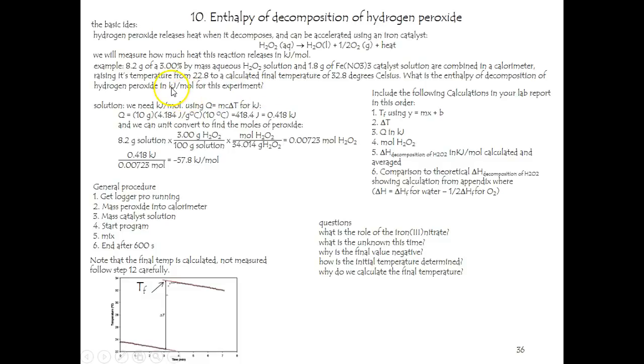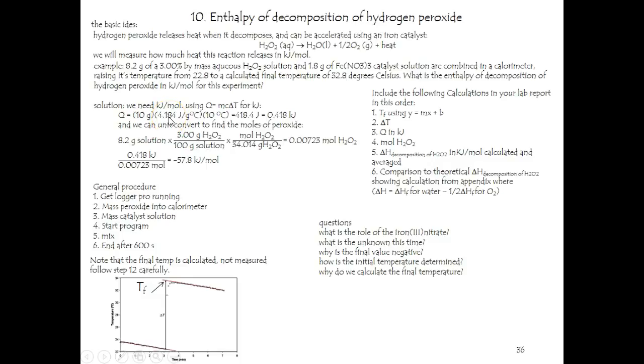Well, we need kilojoules per mole of heat released. To get the kilojoules, we can use the specific heat equation, which is Q equals mc delta T, where Q is the heat released in joules. We'll have to turn that into kilojoules. There's no moles yet. The mass of the solution is 8.2 grams plus 1.8 grams equals 10 grams.